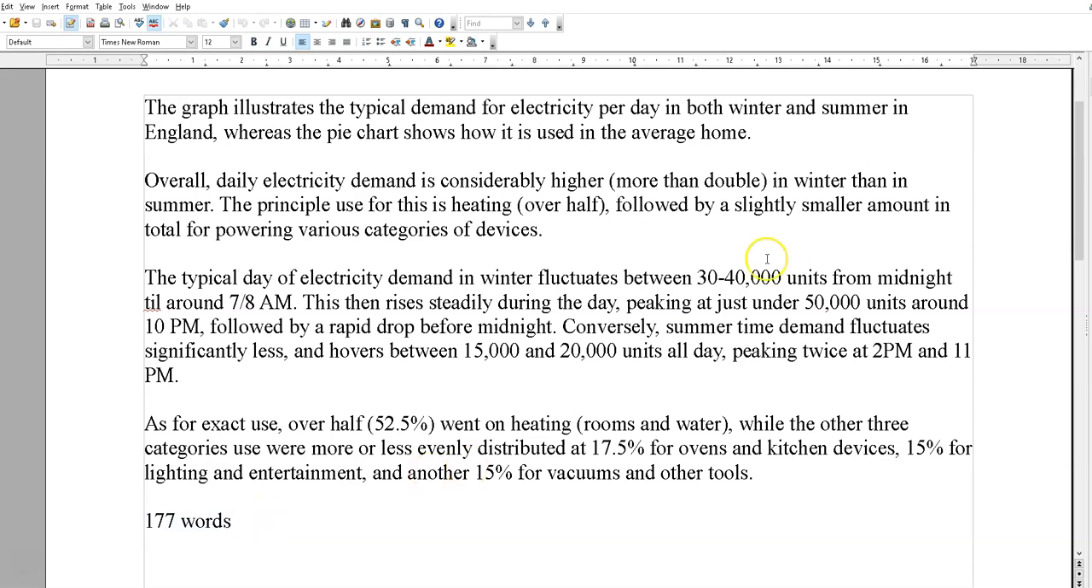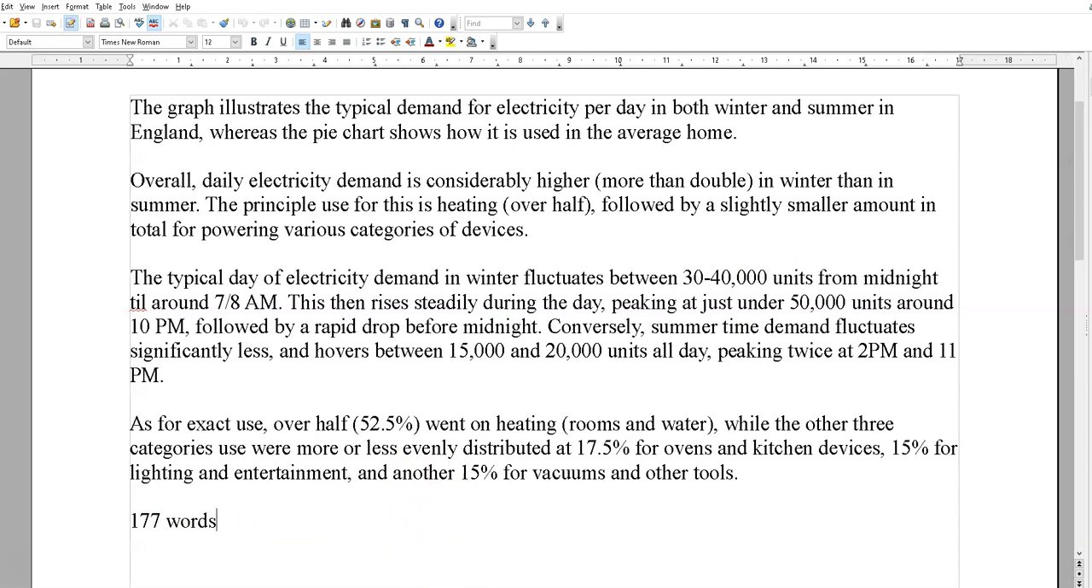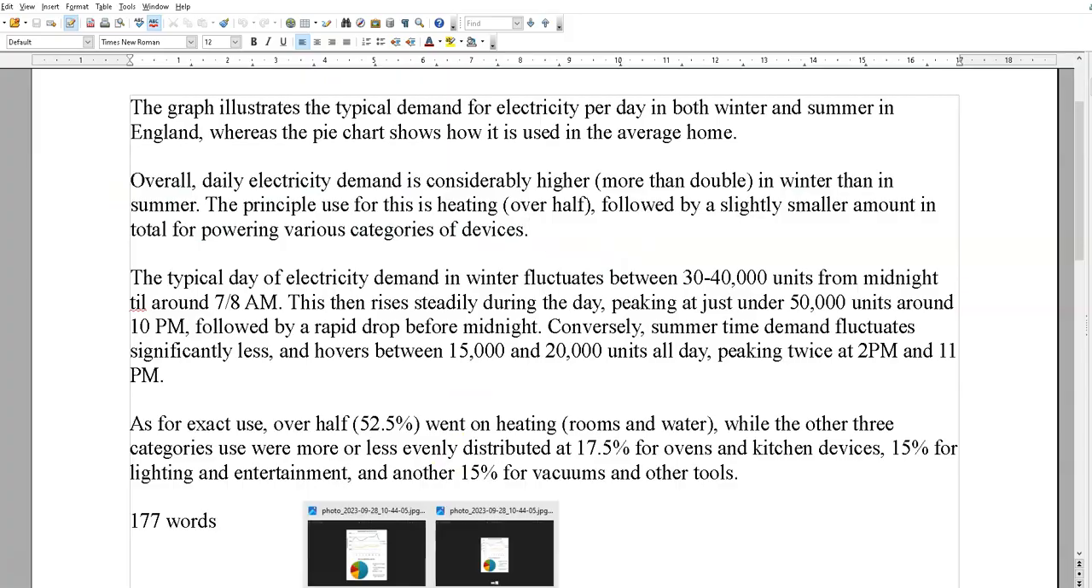Okay. So, introduction, like before, pretty straightforward, right? A paraphrase. The graph illustrates the demand per day, winter and summer in England. The pie chart shows how it's used in the average home. Now, key features in the overview. Daily demand is more than double in winter than in summer. Okay. Main use for this is heating, again, over half, a slightly smaller amount in total for powering various categories of devices. You don't need to go into a lot of detail in the overview. It's just, what are the key trends or features.